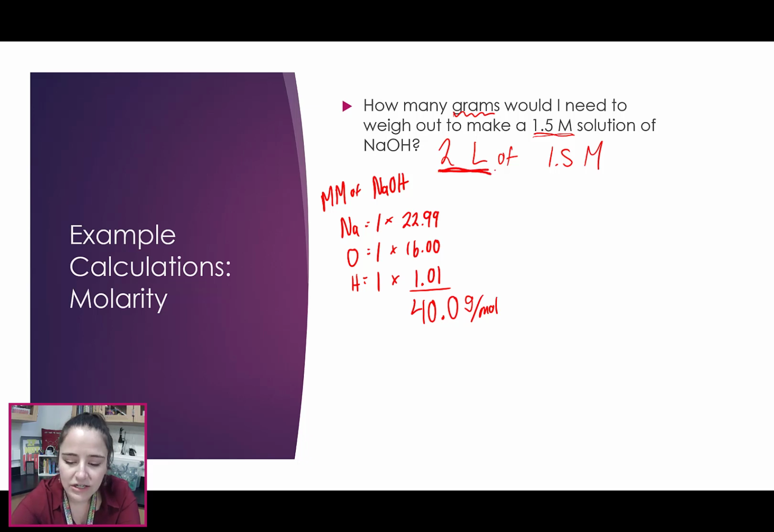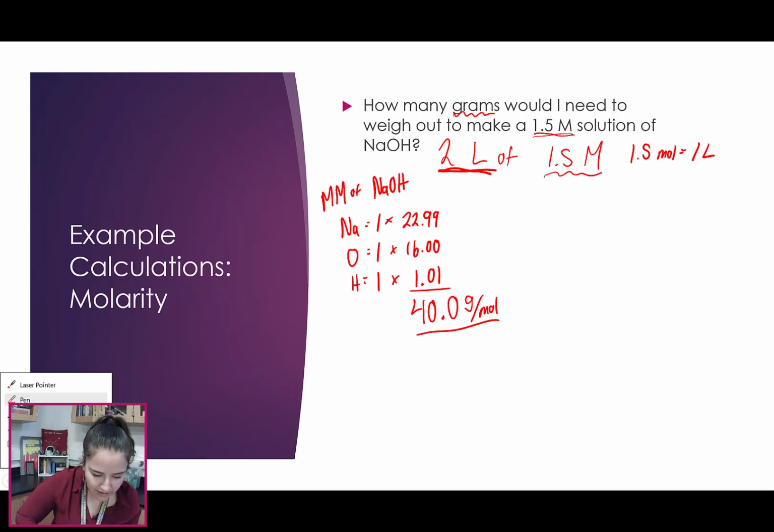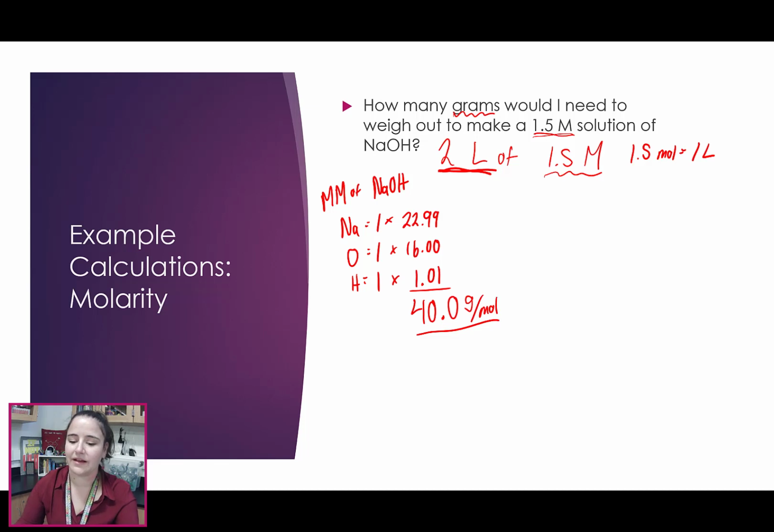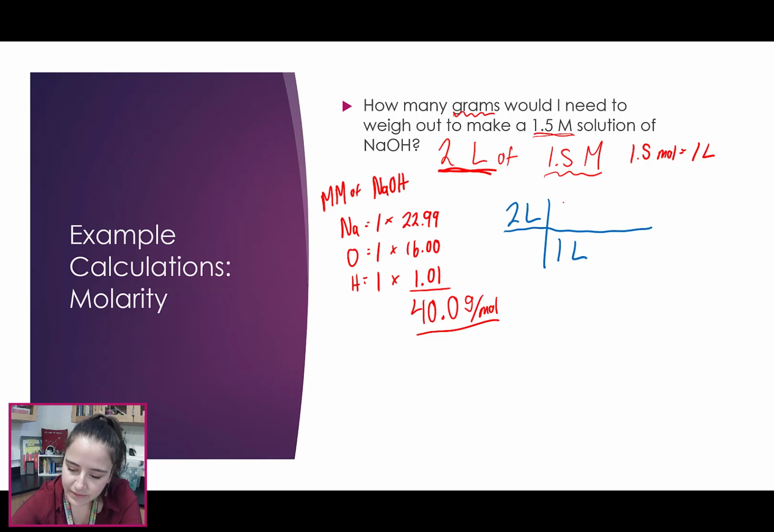Our known is going to be the 2 liters. That's how much we want. And then we can use this 1.5 moles per liter as one of our conversion factors. Same with the molar mass. So I'll go ahead and change colors here for it to make it clearer. We'll start with that 2 liters. And then I know that in each 1 liter, there are 1.5 moles. So that would tell me, if I solved it out, 2 times 1.5, the number of moles of NaOH I need.